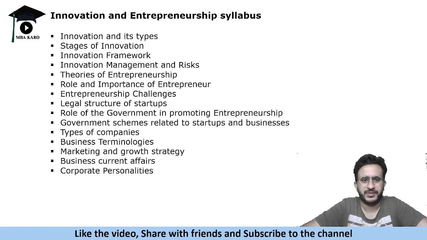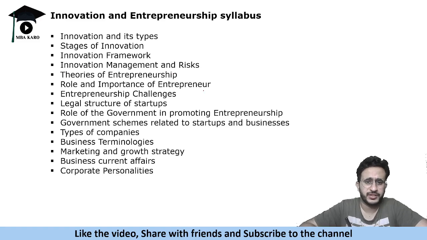So, what is the syllabus of this section called innovation and entrepreneurship? It basically covers these broad varieties of topics: innovation and its types, stages of innovation, some frameworks, innovation management and risks. Then in entrepreneurship, theories of entrepreneurship, role and importance of entrepreneurship, challenges, legal structure of startups, government roles, some schemes, types of companies, business terminologies, marketing and growth strategy, business current affairs, and corporate personalities.